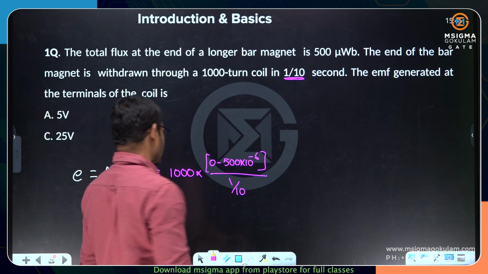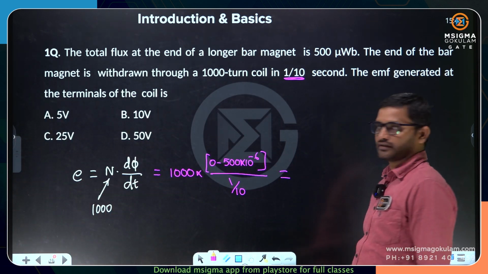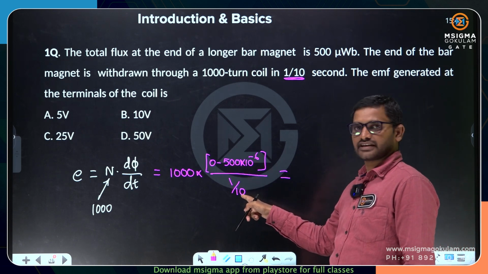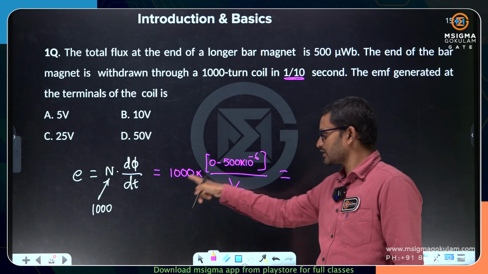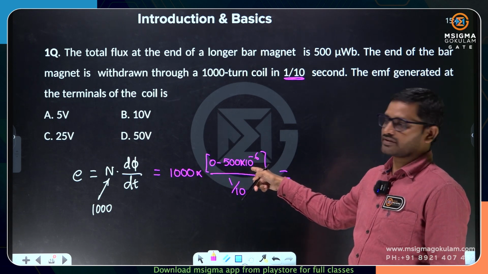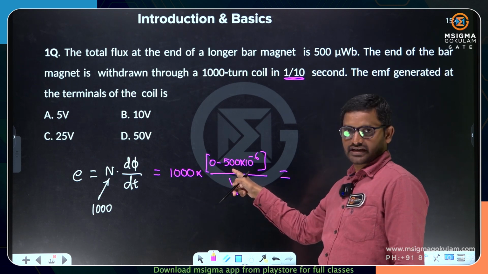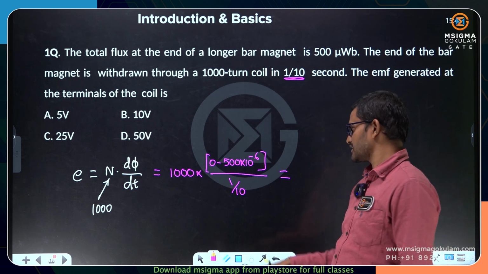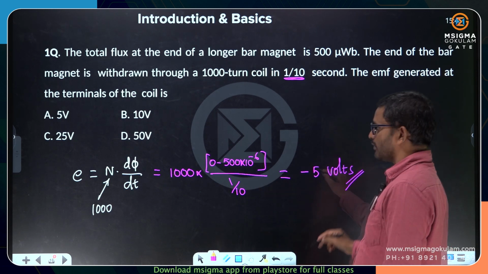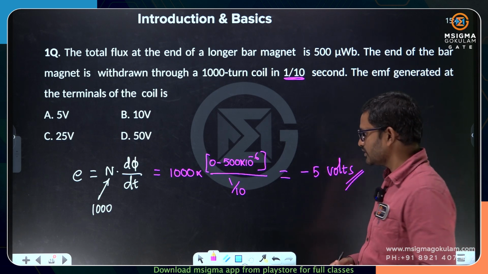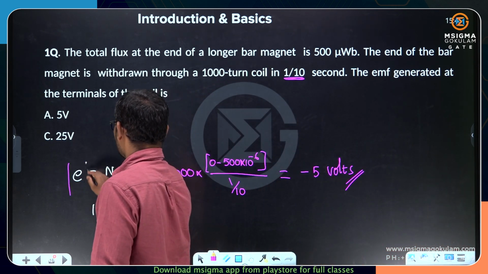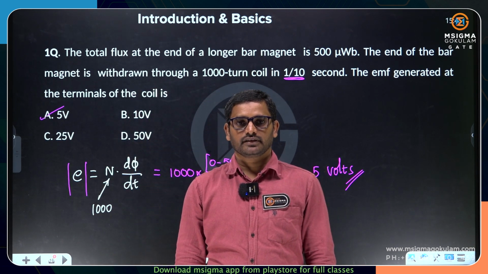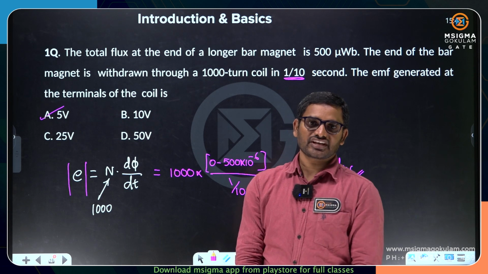Can you tell me what the answer could be here? 500 into 10 to the power of minus 6, and this 10 goes up as 10 to the power of 4. So 10 to the power of 4 into 500 into 10 to the power of minus 6. 500 has 2 zeros, so that is 10 to the power of 6, which cancels with 10 to the power of minus 6, and you get minus 5 volts. But here we take only the magnitude, so the answer will be 5 volts. So that is the stationary induced EMF.